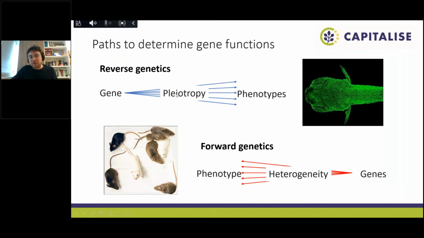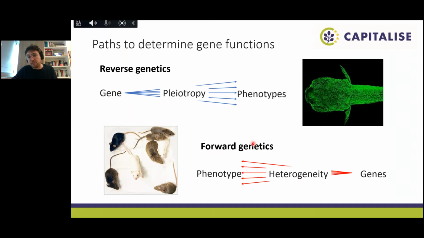What you see here is a representation of two complementary methods to determination of gene function, and both of them are represented in the CAPITALISE project. On the one hand, we have what is called reverse genetics, which basically starts from the perturbation of a gene, so think mutants, and by observing the phenotypes, we can connect back the function of the gene which was disrupted and produce that specific phenotype.